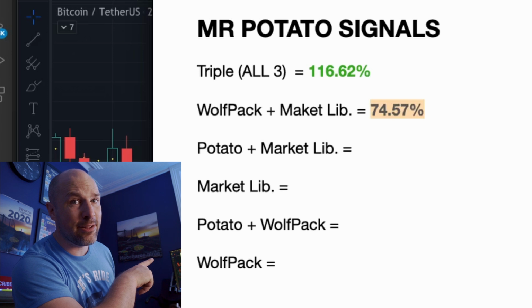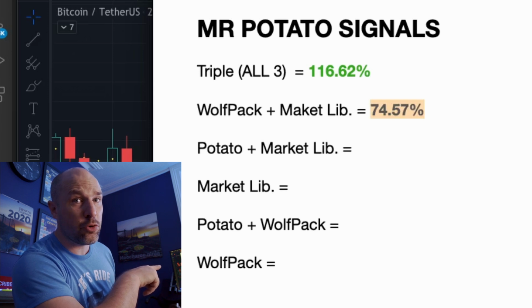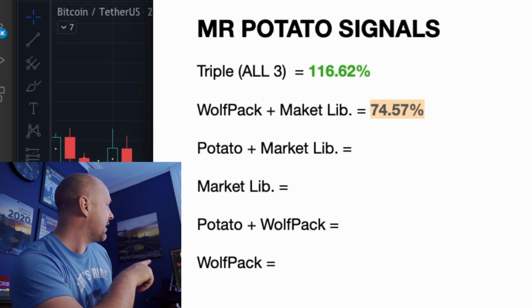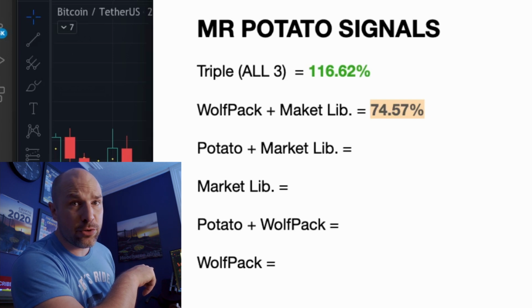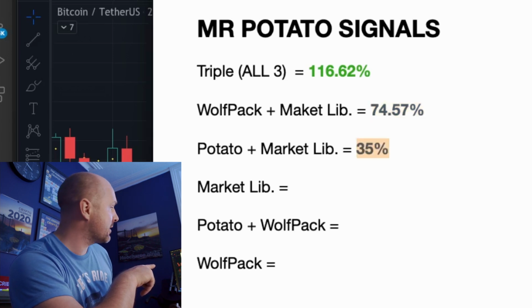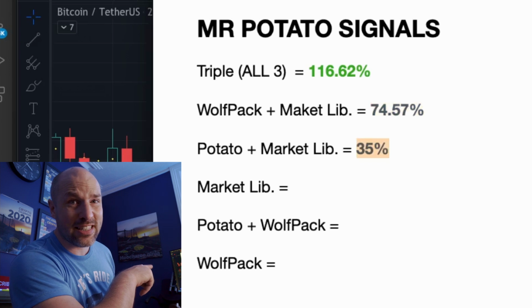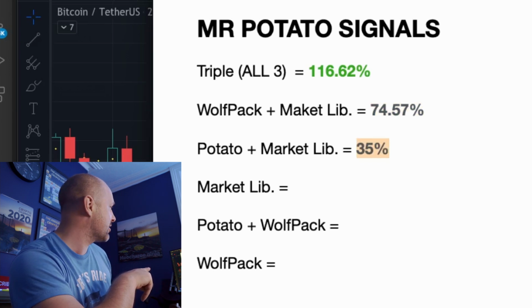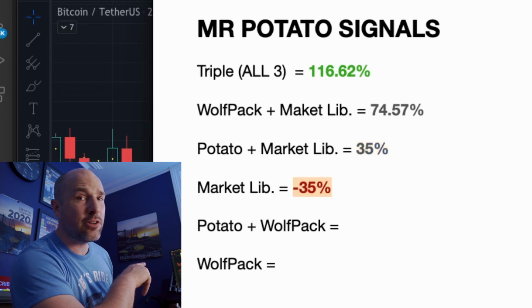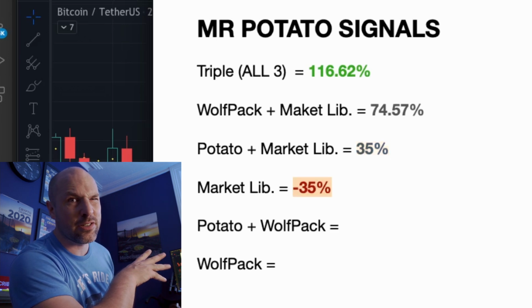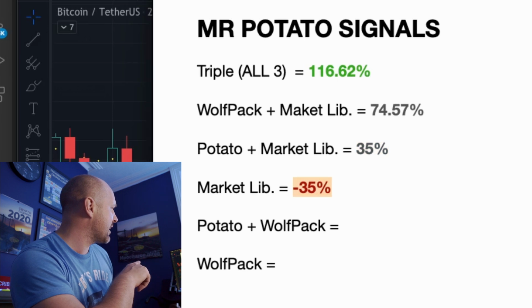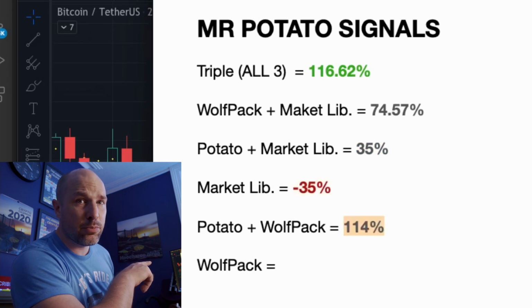So what I found is Wolfpack plus Market Lib actually only gives you 74%, so that's not quite as good. If we just try Potato with Market Lib, that one does 35%, so that's even worse. I think the Wolfpack is probably the better strategy of the two. If we try Market Lib on its own, obviously we know it's down 36%. Potato and Wolfpack, this could be a winner.